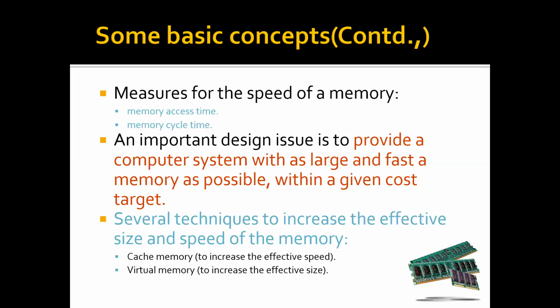We always want to design the memory such that it should be very large and very fast, but with a low cost. So it is a conflicting requirement. We want all the facilities: a very fast memory, a very large memory, but at a lower cost. So different techniques are used to enhance the speed and size of the memory. For example, cache memory is used to increase the effective speed, and the virtual memory technique is used to increase the effective size of the main memory.